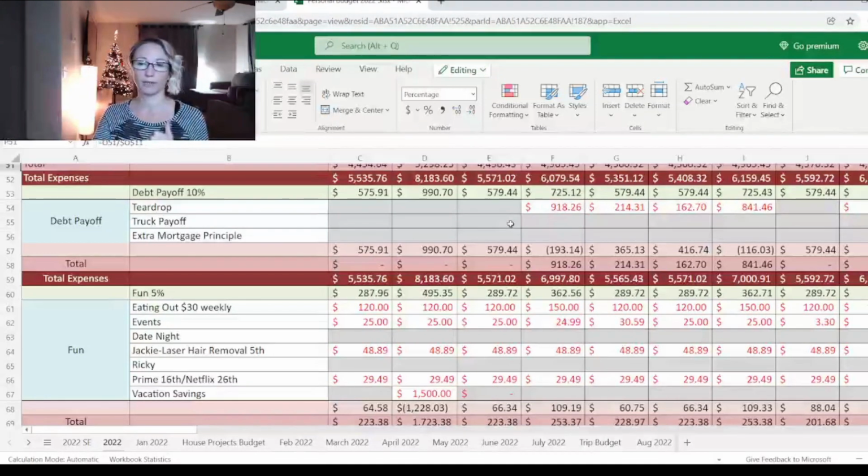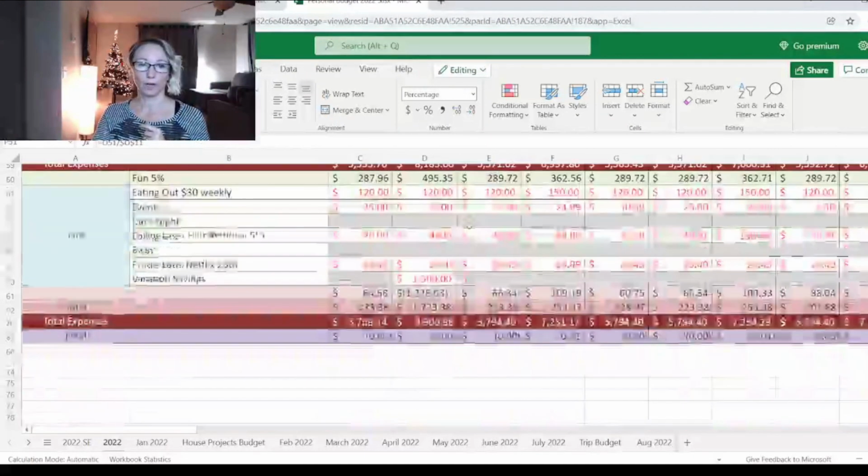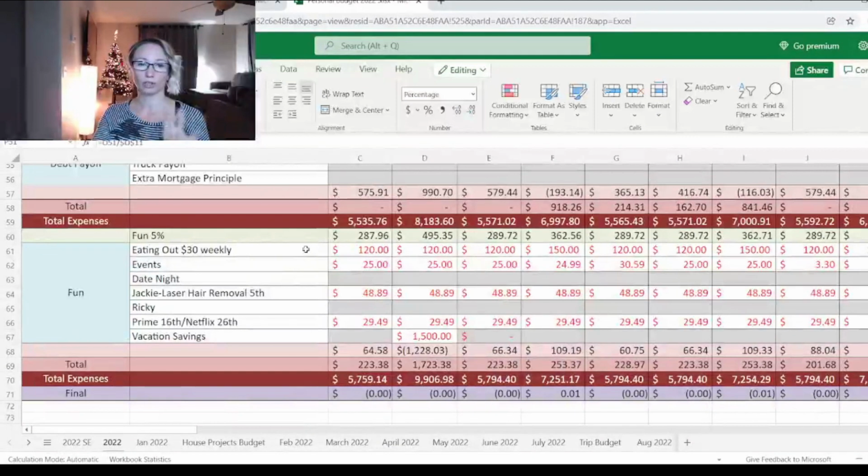So let's jump to the fun category first. So fun, again, we have eating out. We're going to try to do $30 weekly. Now this eating out for us, we mean literally fast food, cheap dollar menu, not sit down restaurants. This last year we did a lot more sit down restaurant type things, so that's why it was a lot more money. So we're going to try to just keep it at that. So $120 to $150 a month.